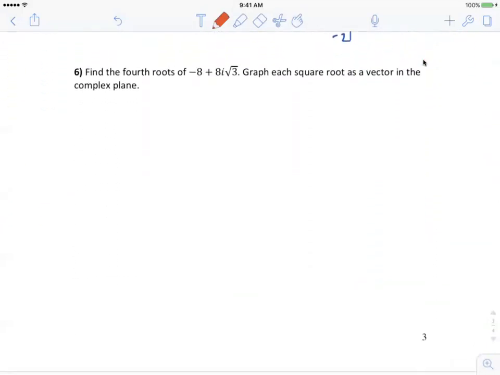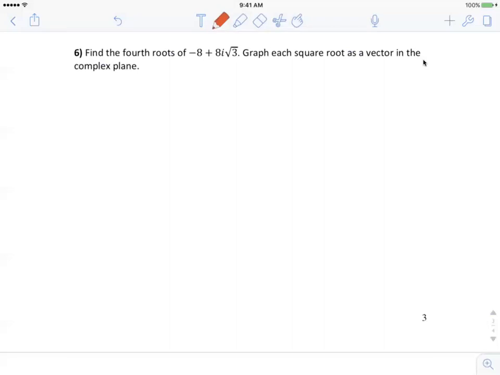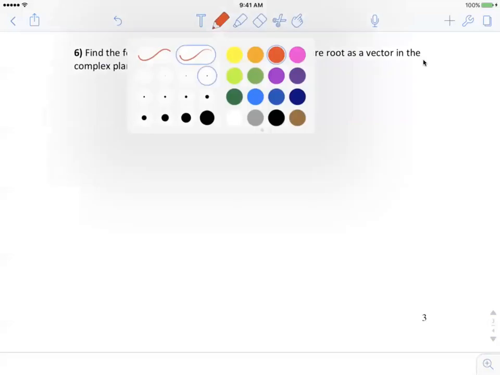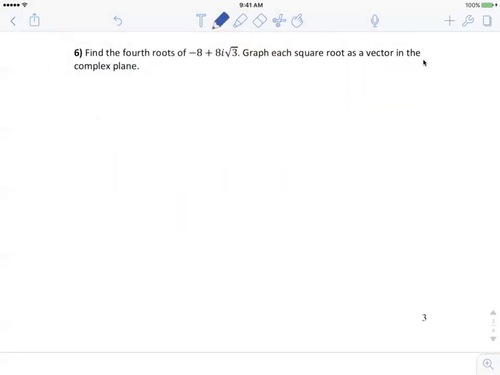How about this one? Oof, 4th roots of that. Okay, so the first thing we got to do is get that in some trig form. I'm going to show you a different way to get into trig form where I don't have to use those formulas. I mean, I could do the r square root of x squared plus y squared, tangent of b over a, all that. Or I could notice that this one has some special values from the unit circle, right?